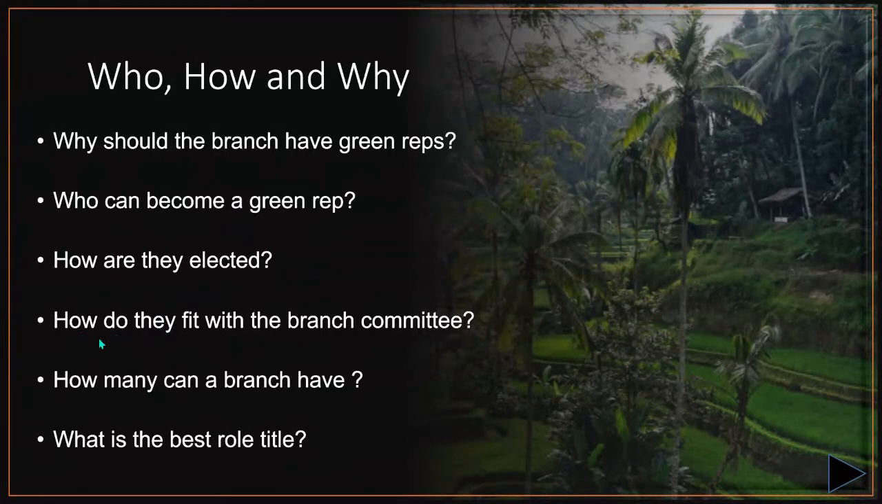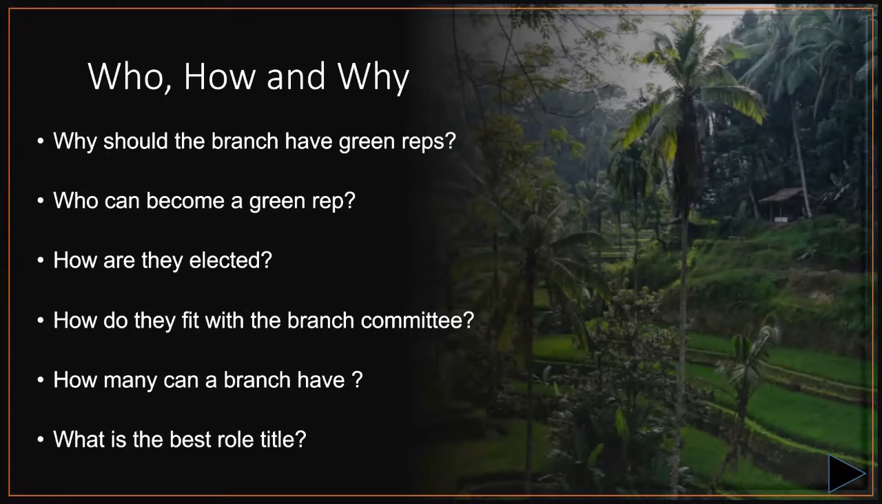How do, I guess for those who may not know particularly about how branch committee structures work, and I don't think this is necessarily the webinar to go into the details of a branch committee, but how do green reps or environmental reps fit with the current kind of structures in the branch?